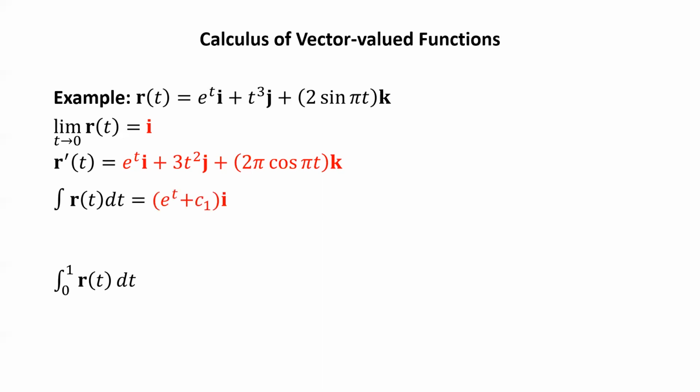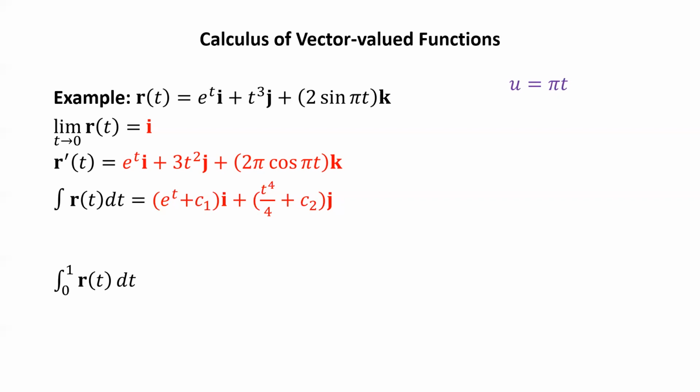For the integral, we integrate component by component. The integral of e to the t is e to the t plus some constant, which I'll call c1. So we get e to the t plus c1 times i. When we integrate t cubed, we get t to the fourth over 4 plus another constant, I'll call it c2, times j.